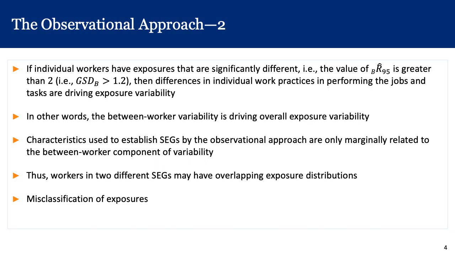In other words, the between-worker variability is driving overall exposure variability. The characteristics used to establish SEGs by the observational approach are only marginally related to between-worker components of variability. Thus, workers in two different SEGs may have overlapping exposure distributions, and this could potentially lead to misclassification of exposures.